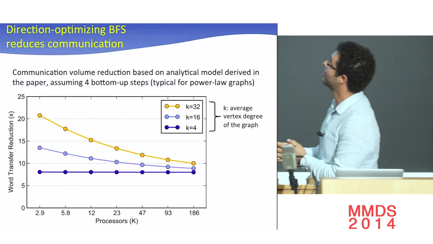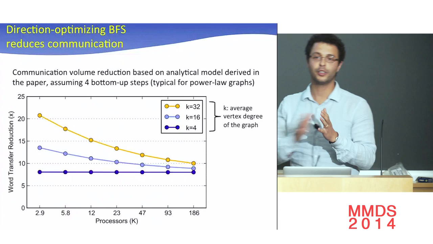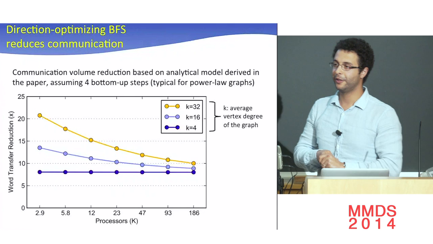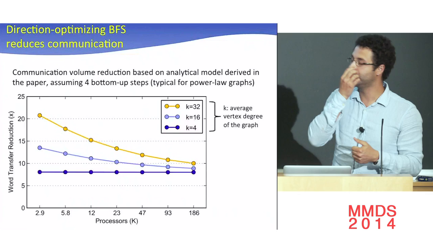Of course, this algorithm will not work on every kind of graph. If you don't have an expansion property, and you're exploring a two-dimensional grid with breadth first search, the frontier never goes beyond a certain size, so it's not that interesting. But in most real-world graphs, there's an expansion property. The degree distribution gives that.